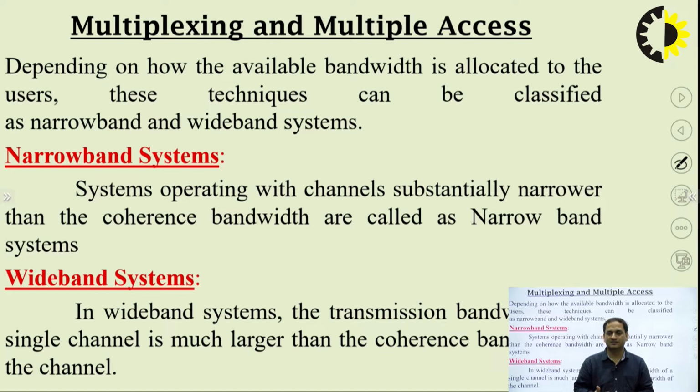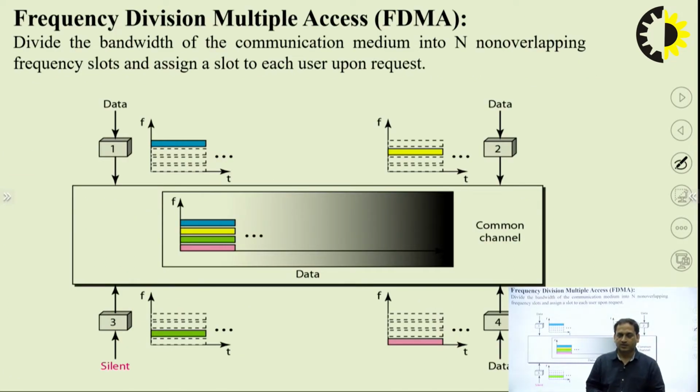So in the last lecture we discussed the slow fading and the fast fading when we discussed the fading concept, right? These two are examples: flat fading, which is the example of the narrowband, and frequency selective fading, which is the example of the wideband system. So here we can elaborate on frequency division multiple access.